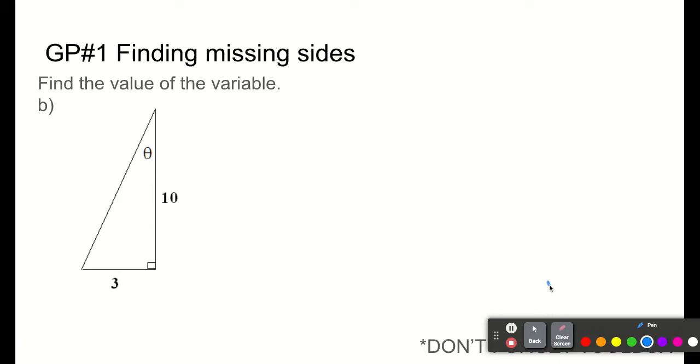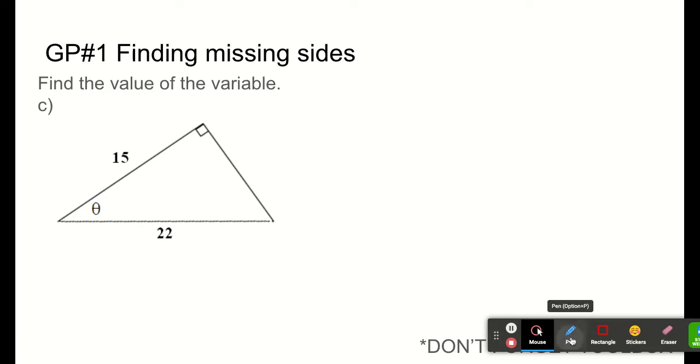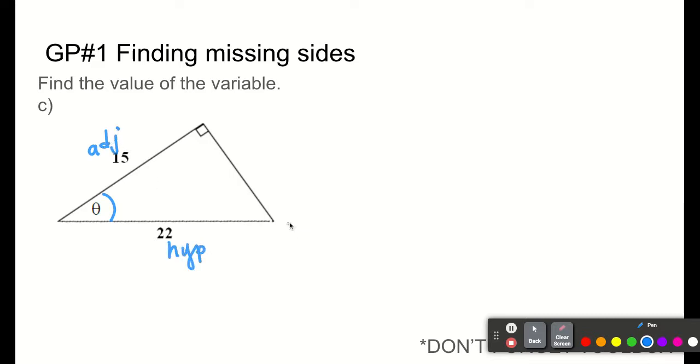Take a look at one more. Here we have our reference angle theta. With respect to theta, we're given the adjacent side as well as the hypotenuse of the triangle. Adjacent and hypotenuse is our cosine ratio. So the cosine of theta is equal to the adjacent side 15 divided by the hypotenuse 22.